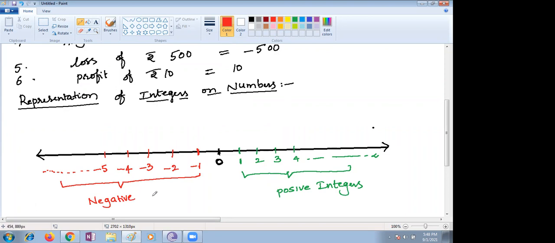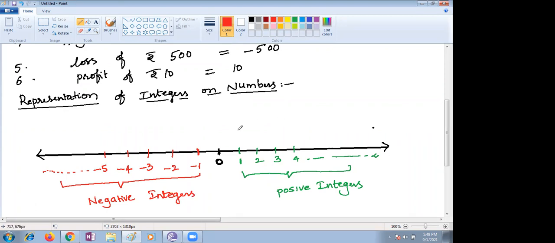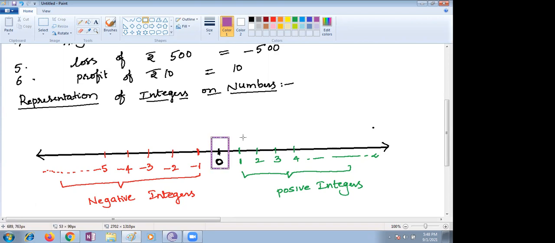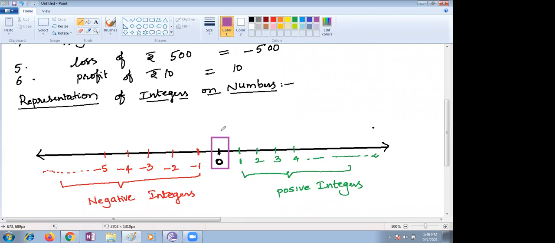Now you have to see, children, there is one number left here. What is that number? Ma'am, the middle one, 0. Yes. So 0 is neither positive nor negative. 0 is exactly in the middle on the number line.